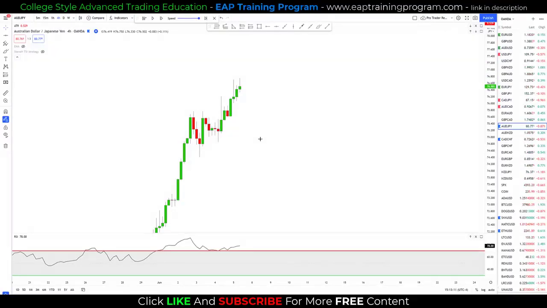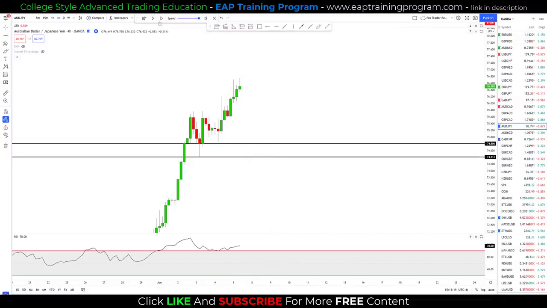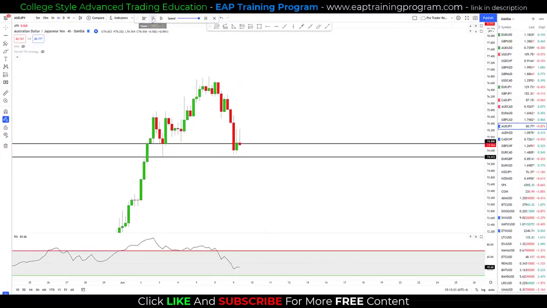What are the next steps we're looking for? We want a test of this area here, the bottom part of our first shoulder. We need price to come down and test that. Does it? Yes, it does.